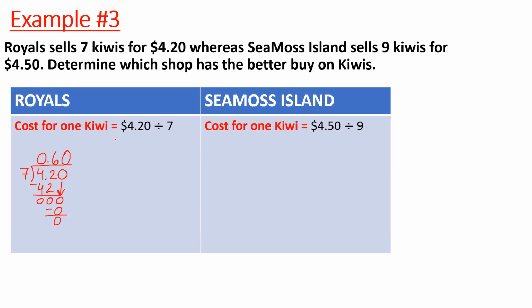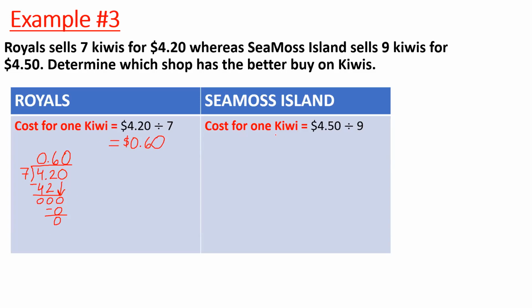And so the cost for one kiwi is going to be what? 60 cents. 60 cents, very good. That's going to be the cost for one kiwi, 60 cents. Next, that is for Royals.